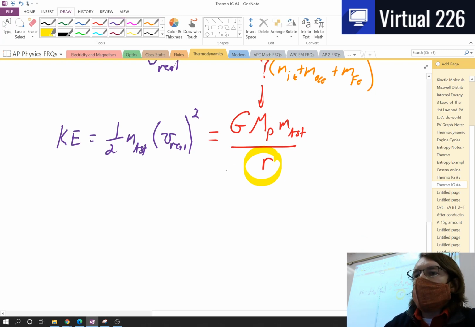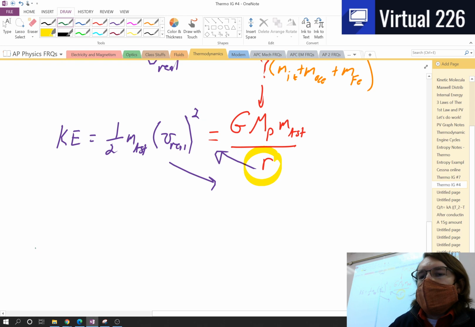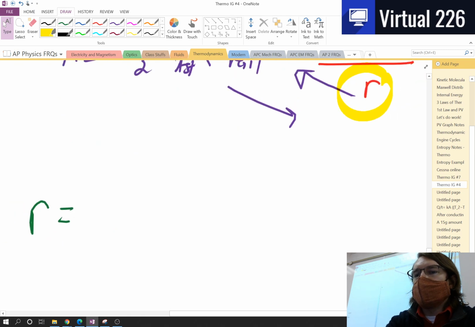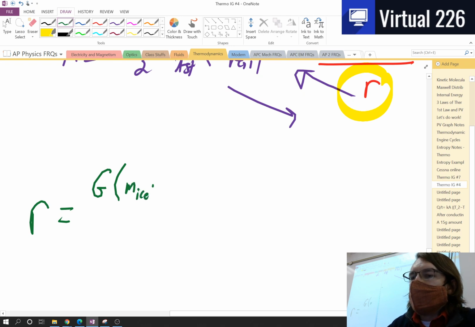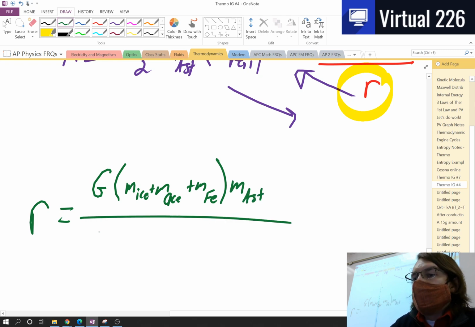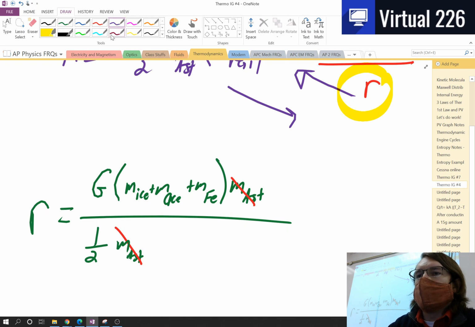To solve for R, we'll bring the R over, and we'll bring the 1/2 m v squared all down underneath. What we get here is that R equals G, and this problem is getting big, so my computer's having a hard time writing. It's going to be G times the mass of the planet, which was really the mass of the ice plus the mass of the ocean plus the mass of the iron core, times the mass of the asteroid divided by 1/2 the mass of the asteroid, which is nice because now our asteroid masses are going to go away here and it doesn't matter. Although it really should, thinking about it.